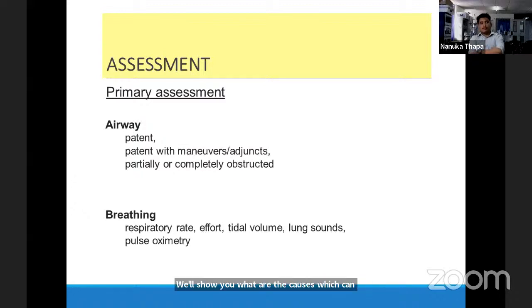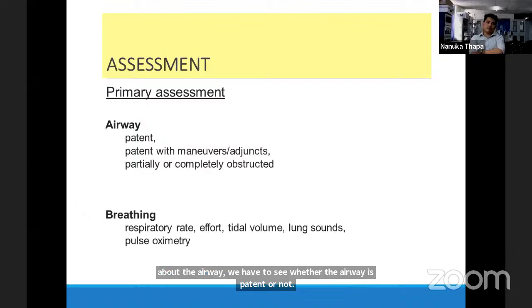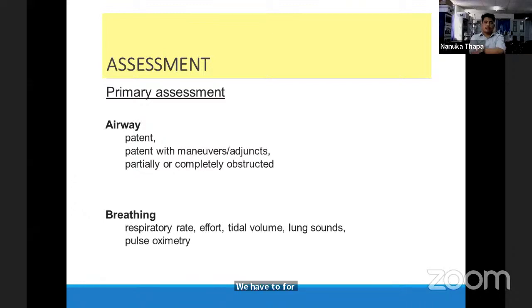In primary assessment, we'll look at the airway. We have to see whether the airway is patent or not. For airway management, we have to put the patient in a sniffing position or do jaw thrust maneuvers. And also we have to see if there is any obstruction in the airway. Then the next assessment is breathing.